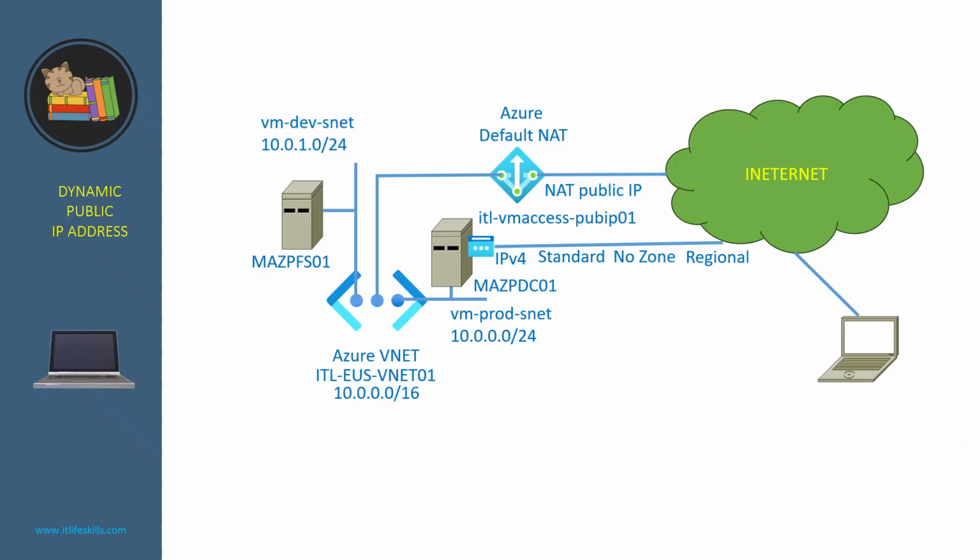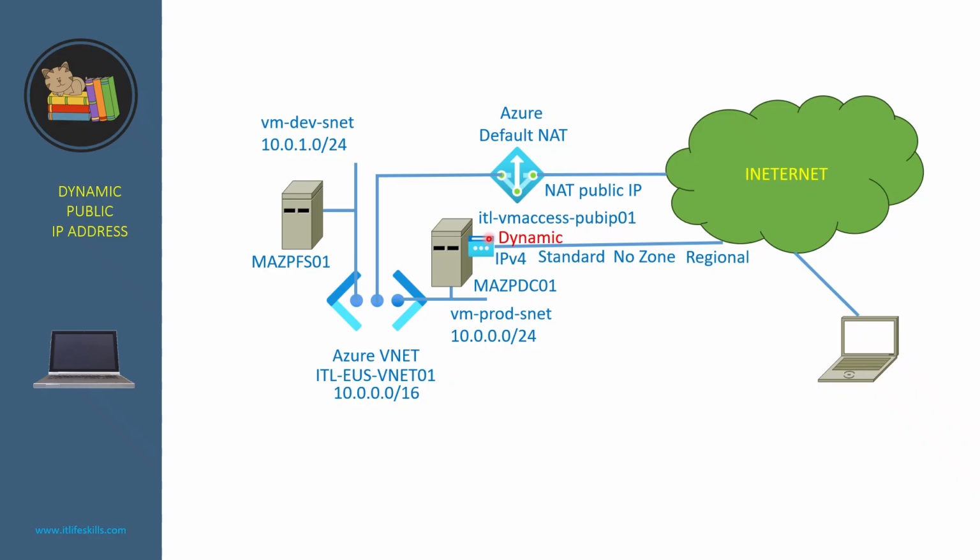Let's learn about dynamic public IP address by analyzing this example. In this example, we create a new public IP object named ITL-VM-access-PubIP01 and make it a dynamic public IP address. And we associate the public IP address with MAZ-PDC01, and currently MAZ-PDC01 is in the allocated status. With the current status, PubIP01 has no public IP address allocated to it.